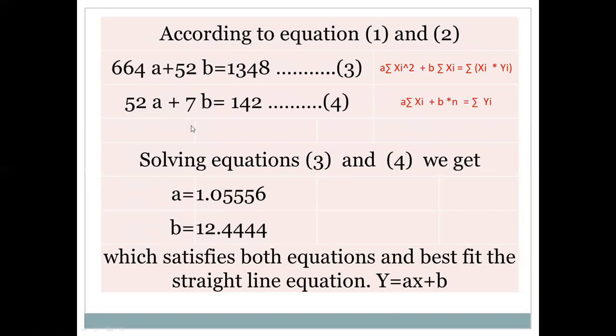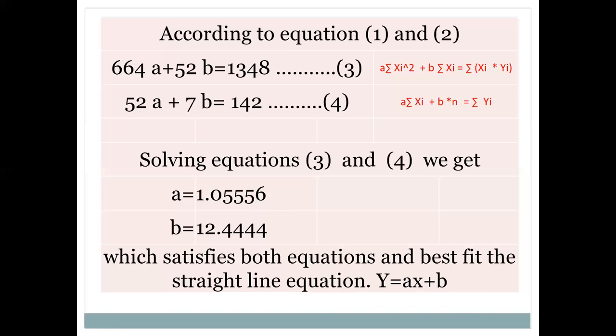values of A and B by solving or by eliminating one by one. So after solving these two equations, we get A equal to 1.05556 and B equal to 12.4444. So for the given data points, the straight line equation y equal to ax plus b, where a is 1.05556 and b is 12.4444. This a and b must satisfy the equation y equal to ax plus b at any point given in the problem. So then only this curve is said to be a best fitted curve for the given data points.